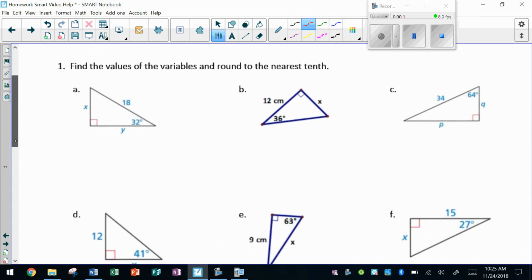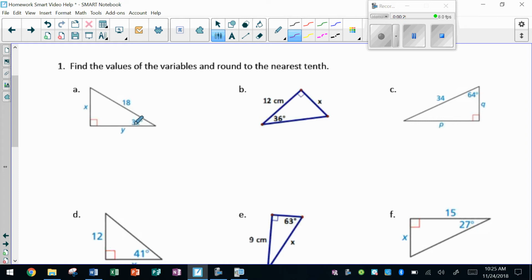So if we take a look, let's just take a look at the first question. We'll do the first one together. They give you this angle of 32 degrees and the hypotenuse of 18. They want us to find x, which is the opposite side, and y, which is the adjacent side with respect to the 32-degree reference angle.